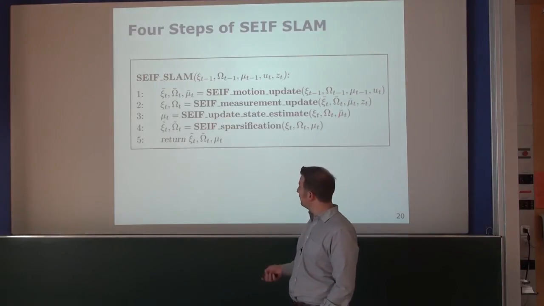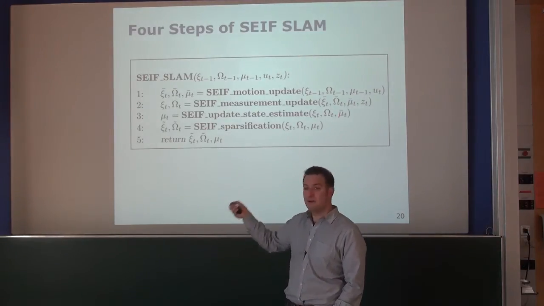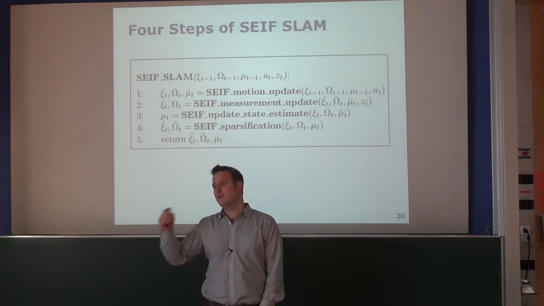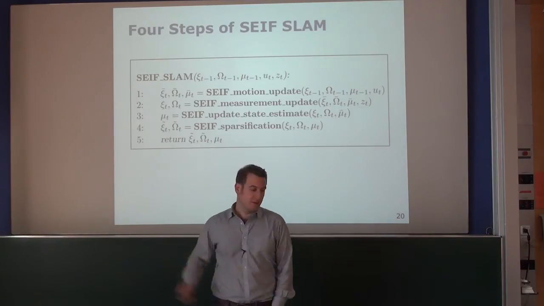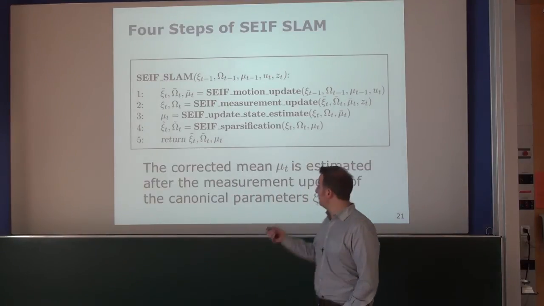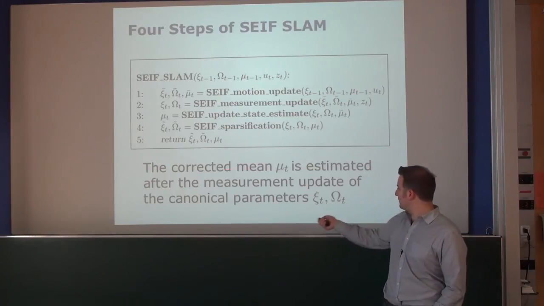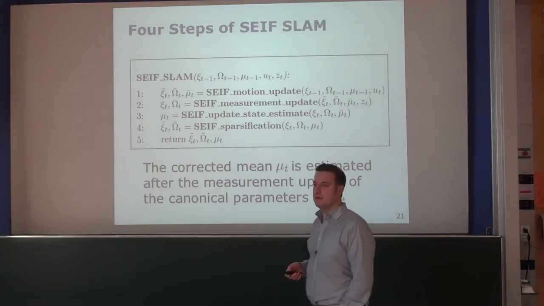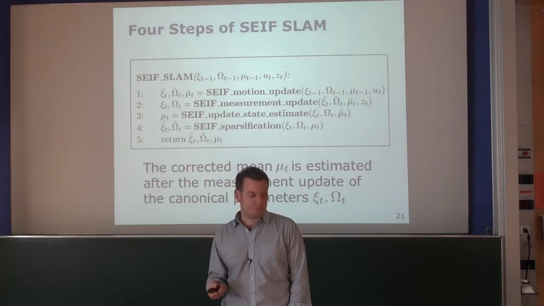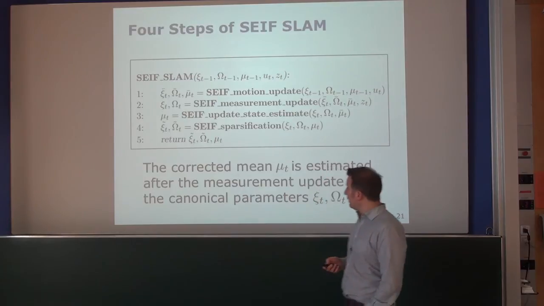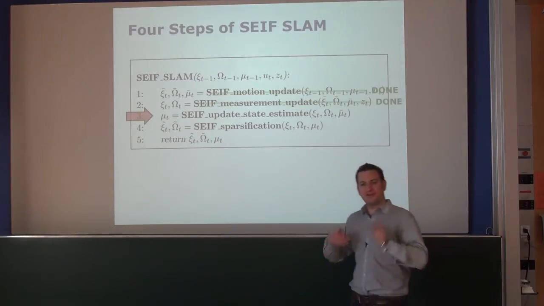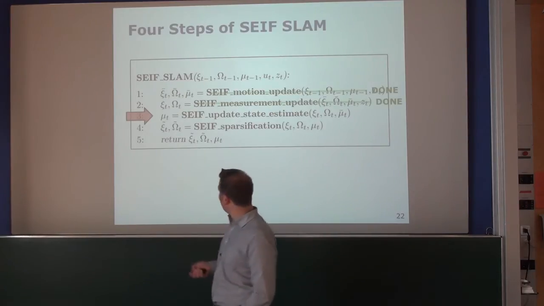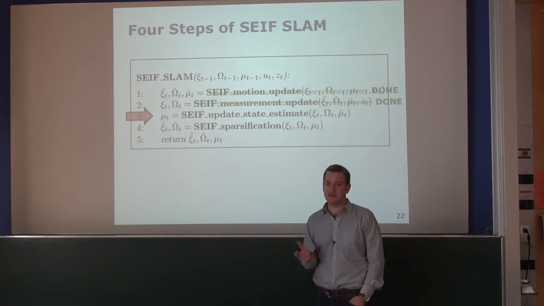And then we have the sparsification step. So this was swapped in the lecture recordings of last week. This is wrong. This is the correct variant of that. So the corrected mean is estimated after the measurement update based on the canonical parameters and the previous, or the predicted, mean estimate. Okay, so as a result of that, now the individual steps are also nicely in line as I designed them before. So we did the first 2 steps last week, which were the motion update and the measurement update.